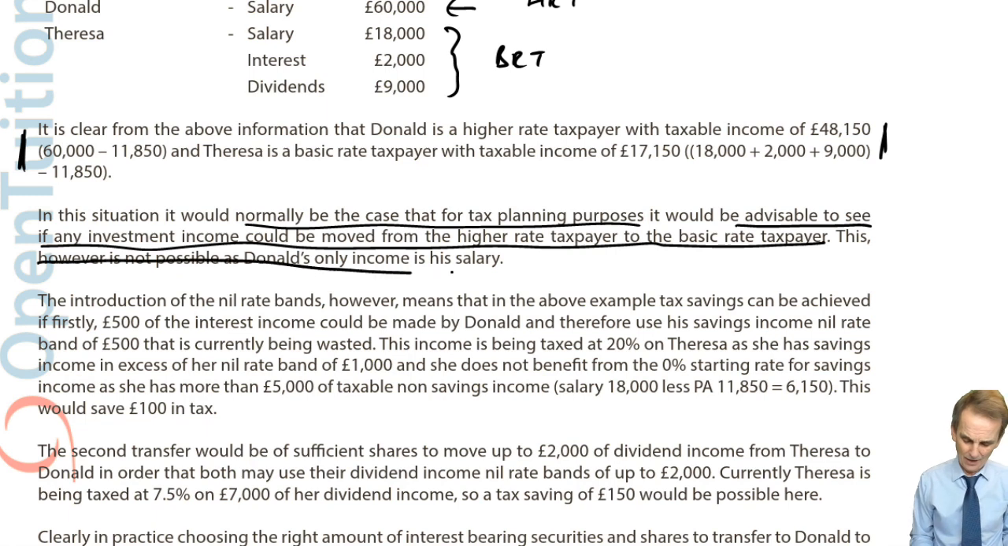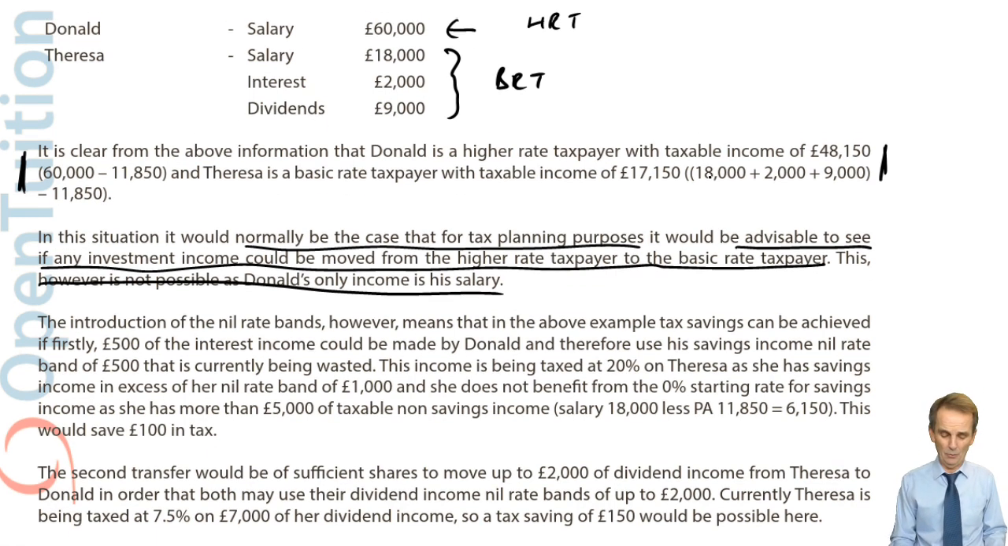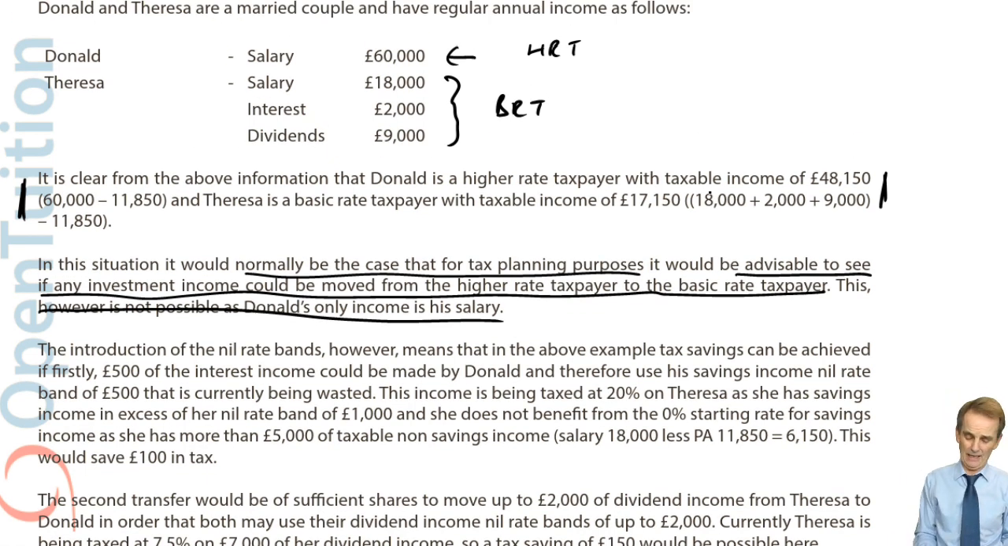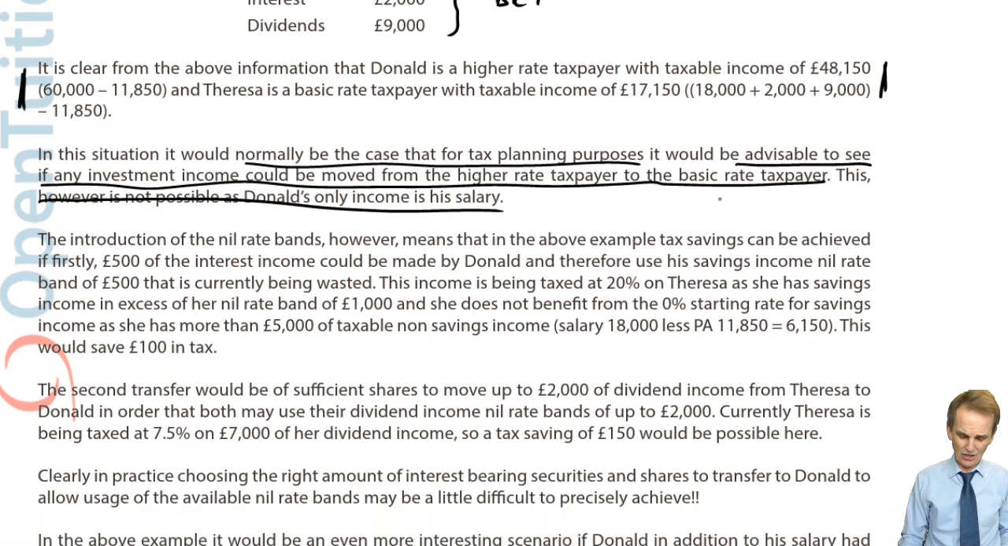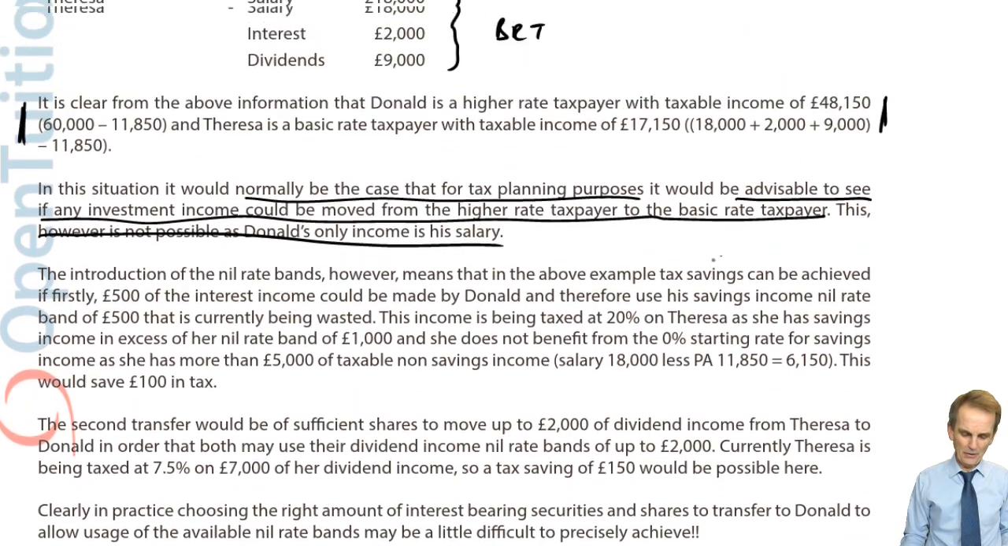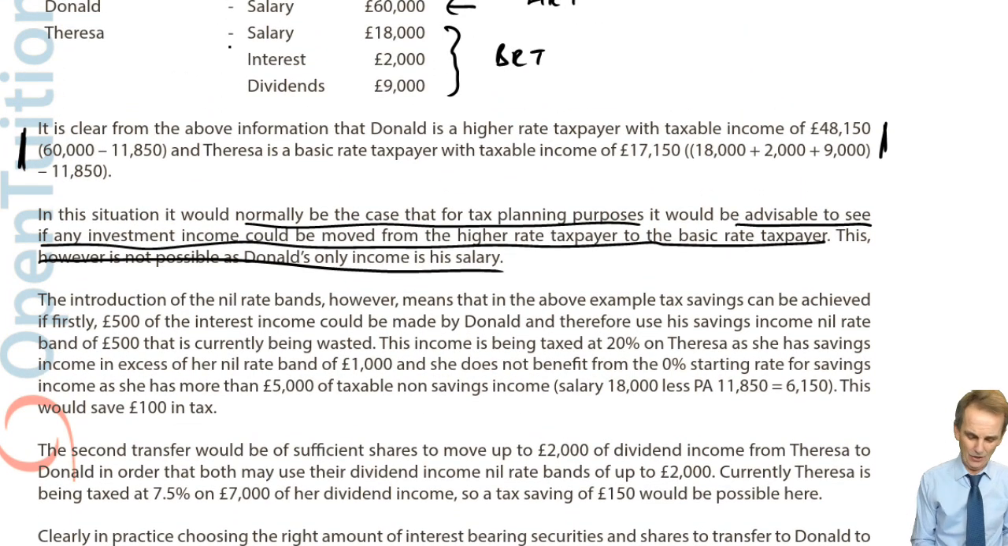This, however, can't happen in this particular example because the only income that Donald has is his salary. You can't pretend that that is actually Teresa's salary. It is, so that's staying put. But the introduction of the nil rate bands on interest income and on dividend income there.